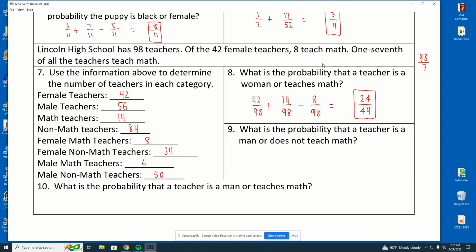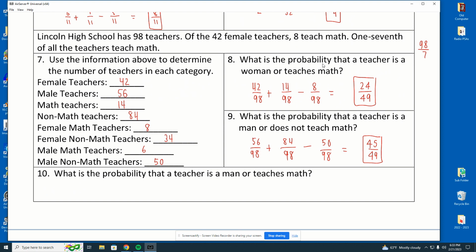Number 9, what's the probability the teacher is a man or does not teach math? Okay, well, there were 56 male teachers out of 98. All right, well, how many are non-math teachers? Bunch, right? 84. 84 don't teach math. Now, what are my overlaps? How many men do not teach math? Well, non-math male teachers are 50 of them. So those are the ones that got double counted. So it's 56 out of 98 plus 84 out of 98 minus 50 out of 98, which reduces to 45 out of 49.